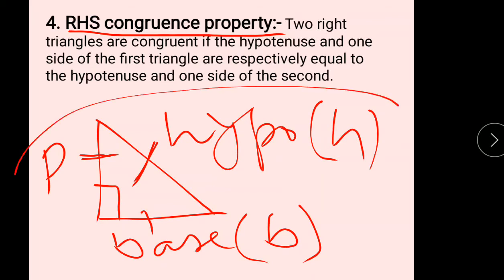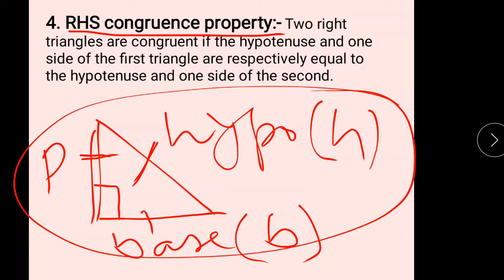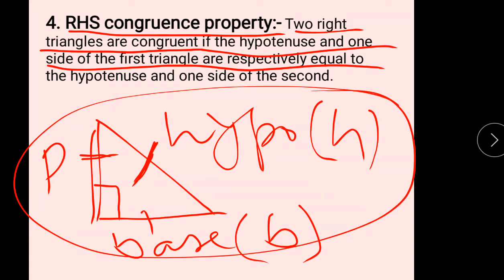So this property is applied for the right angle triangle in which there is a 90 degree angle. Wherever you see a right angle triangle, you will of course use the RHS congruency property. Two right angle triangles are congruent if the hypotenuse and one side of one right angle triangle are respectively equal to the hypotenuse and one side of the second. Then we will consider it RHS. I hope the concept is clear, right?